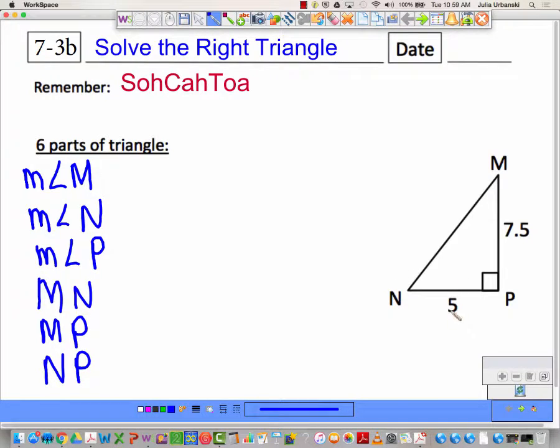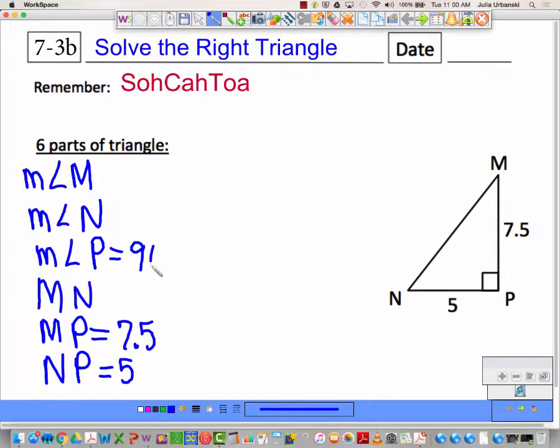This 5 is something we know. That's NP right here. That one equals 5. And that's an exact number. It's not rounded. It's given to you. We also know MP. And there's one angle we know. What angle is that? 90 degrees on angle P.